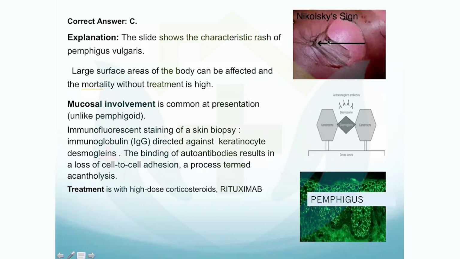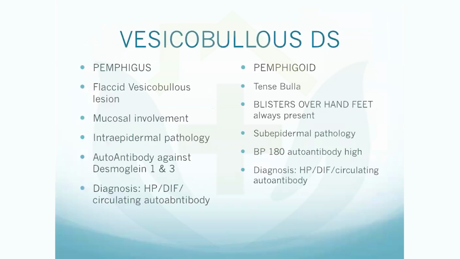Pemphigus is also known for this Nikolsky sign, which means if you spread the skin adjacent to the bulla, it actually erodes the skin and spreads the bulla. This is called Nikolsky sign. It is also positive in staphylococcal scalded skin syndrome and toxic epidermal necrolysis. Treatment of pemphigus is with high dose of steroids. Recently, rituximab is doing wonders for treatment of pemphigus vulgaris.